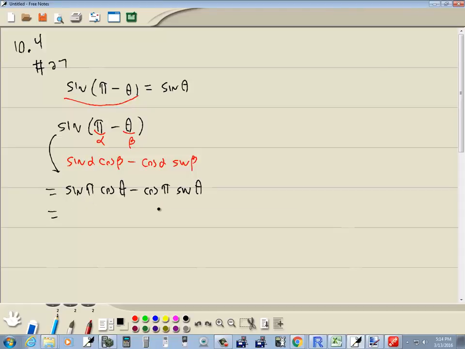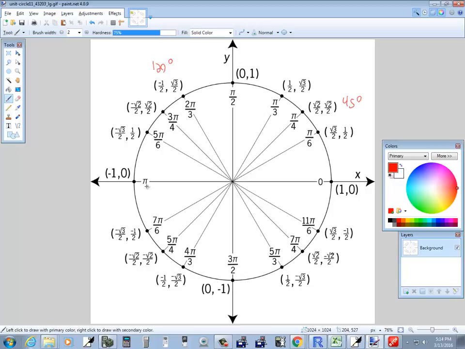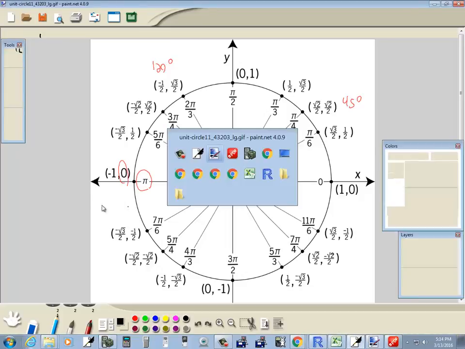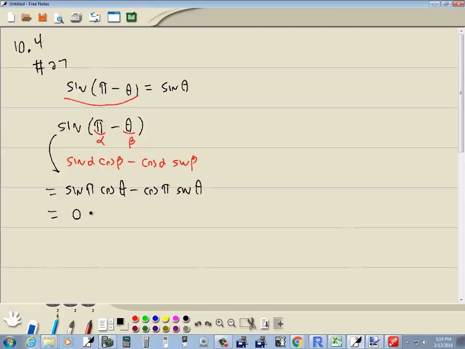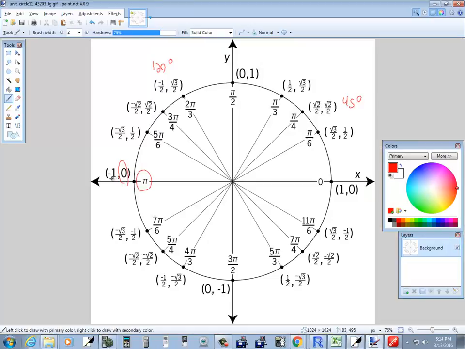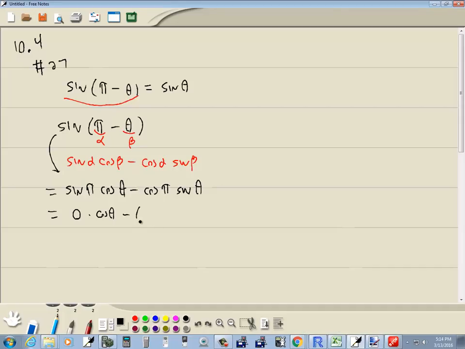Now if we look up sine theta on our unit circle, not sine theta, sine pi, sine is equal to y. That's our y part. So this is going to be equal to 0 times cosine theta minus cosine of pi. Cosine is our x part, which is -1. So that'd be a -1 times sine theta. 0 times anything drops away. Negative gives us a positive, and +1 times sine theta is sine theta. And that verifies the identity.